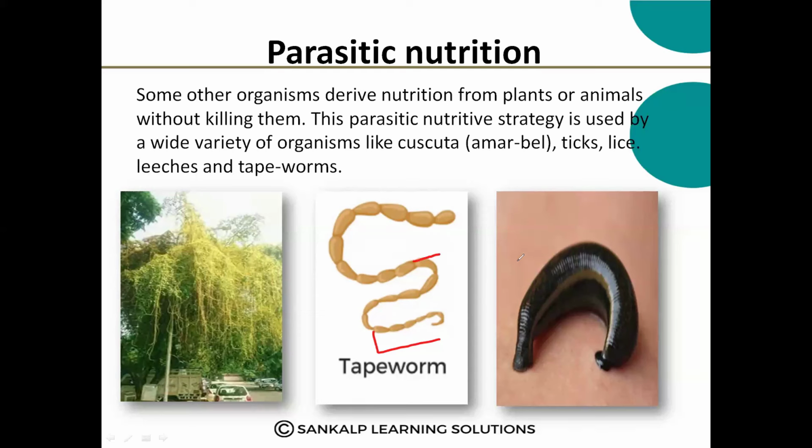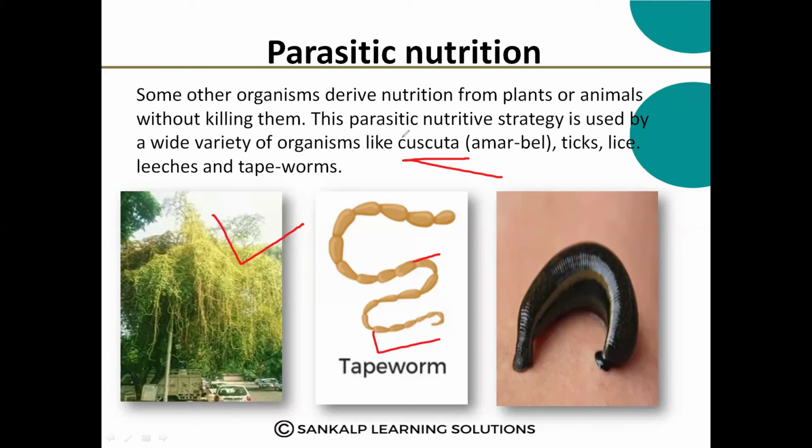And the leech is not going to kill the organisms. It just sucks the blood. So blood is the food of this leech, right? These are called parasitic organisms. And there is one more plant called cuscuta. So this is the cuscuta plant, that is a parasitic plant. Very, very special and very, very important for your competitive and other exams.